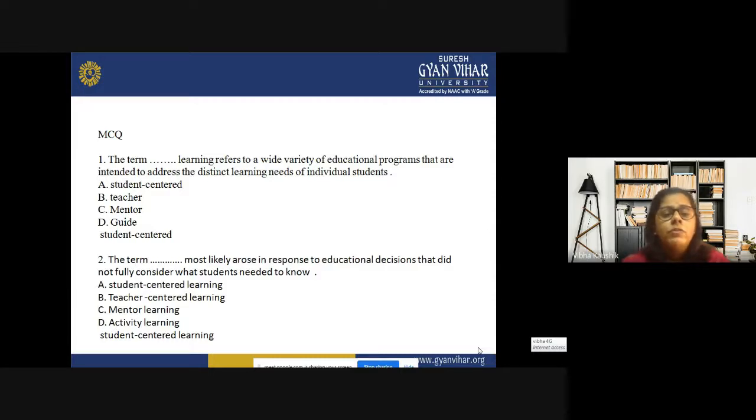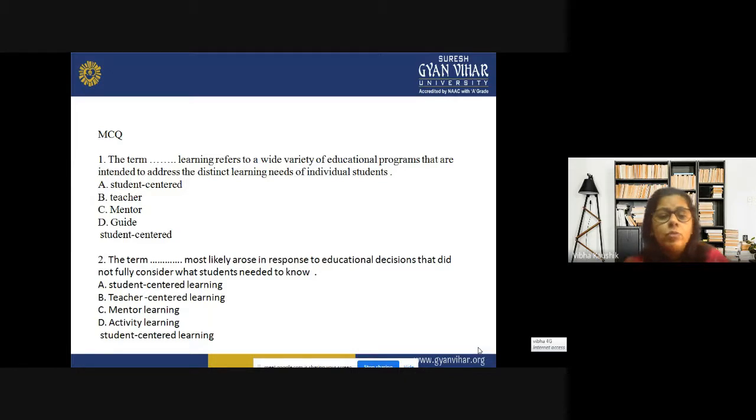Now the second one is the term dash most likely arose in responses to educational decisions that did not fully consider what students need to know. Means that is not focusing on student need to know, what is the need, what they want to know, and which method is that which is focusing or giving focus on the student needs to know and educational responses, how they are responding to that.